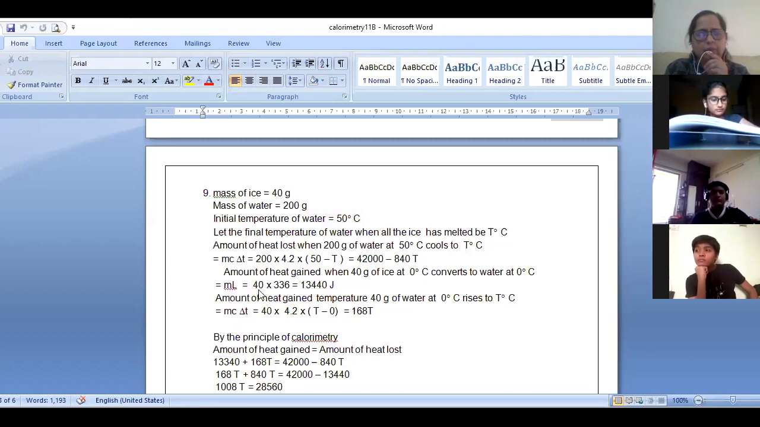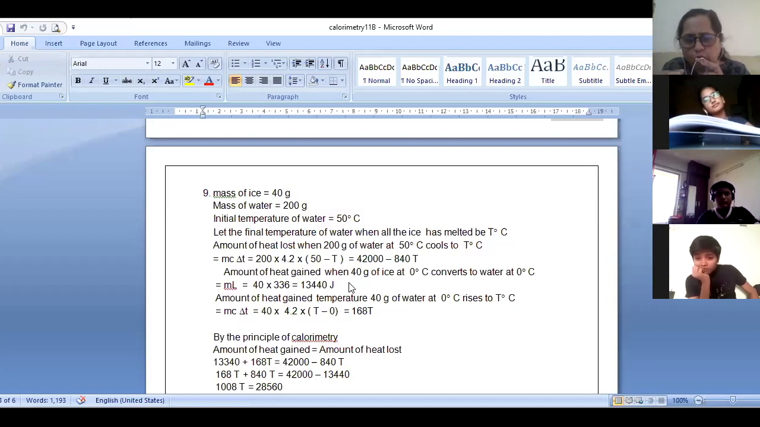Now again, see what I'm doing. I've taken 40 grams, and in the question the latent heat of fusion of ice is given as 336 multiplied by 10 raised to 3 joule per kg. I'm only taking 336 because I'm taking joule per gram, so I'm not taking the other value. So it will be 40 multiplied by 336. This is the change of phase, so 13,440 joules, right?